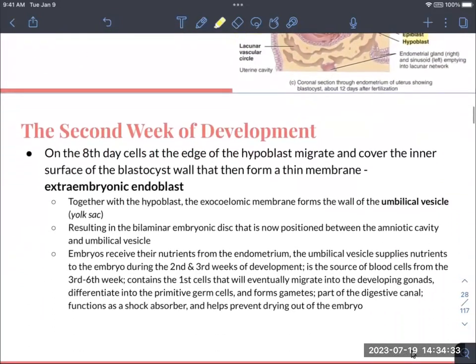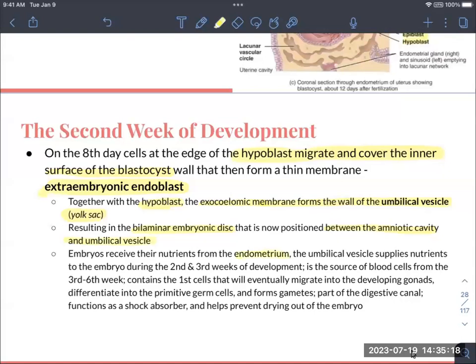So on this 8th day, those cells at the hypoblast start to migrate and cover the surface of the blastocyst. This is the extra-embryonic endoblast. So that hypoblast, the exocoelomic membrane, is going to form the walls of the umbilical vesicle. That can also be known as the yolk sac. This is what gives us the bilaminar embryonic disc, and it is positioned between the amniotic cavity and the umbilical vesicle.